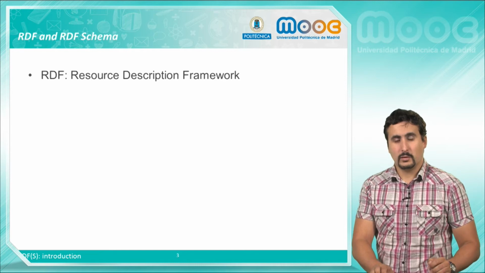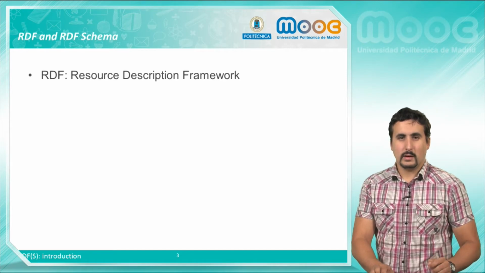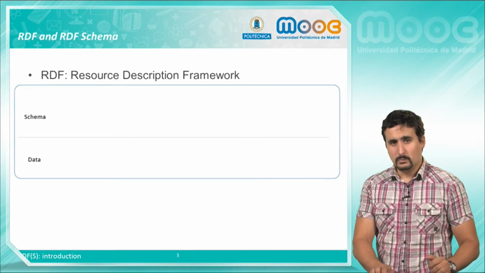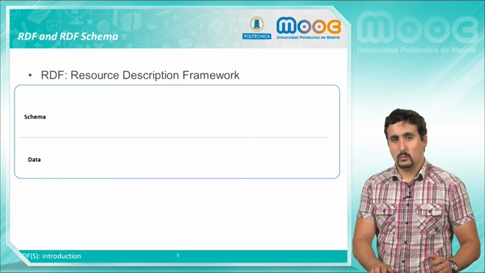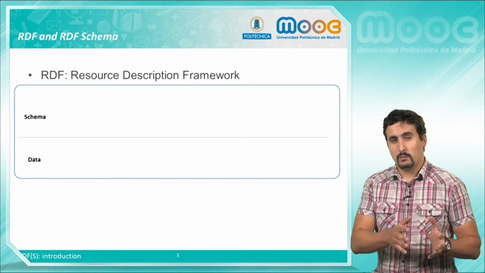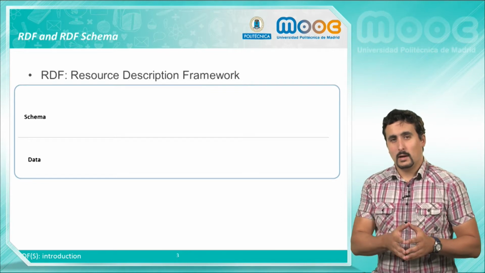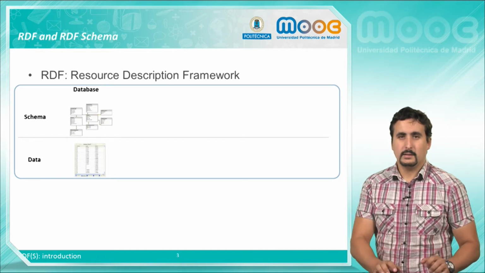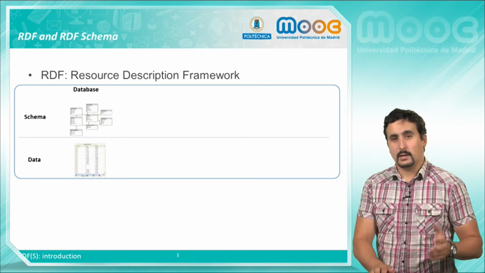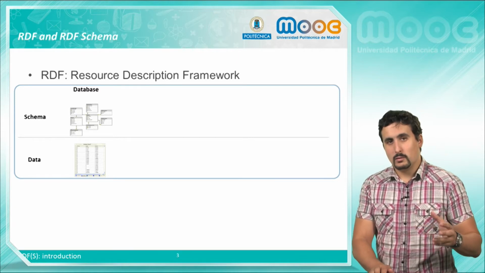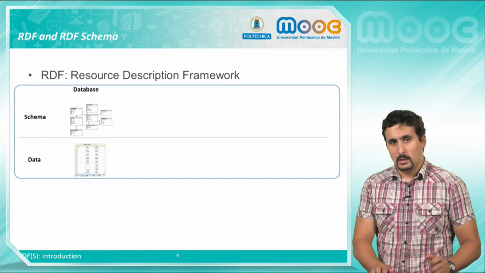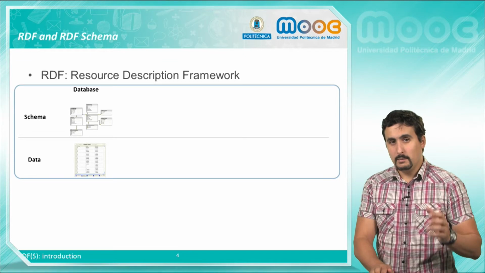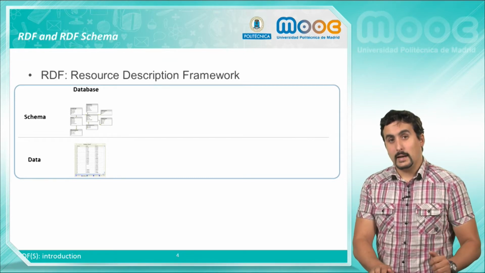RDF stands for Resource Description Framework, and its goal is to describe the information semantics in a way that can be consumed both by humans and machines. As in many other areas of computer science, we can define two different levels. One for the schema, defining the structure of the data, and another for the data itself. In the database world, we have the entity relation schema, which defines the tables and keys to be used, and the data is stored in the corresponding database. In XML, we have the XSD files defining the schema for the data and its hierarchy, and then the data itself is stored in an XML file.